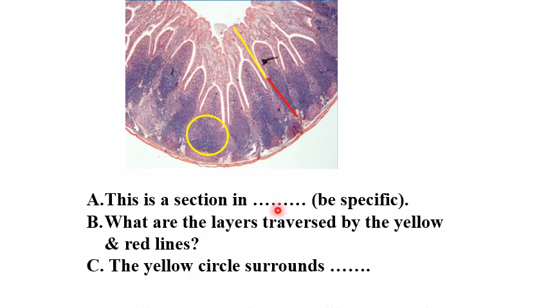This is a section in what? I can see Y-shaped crypts and the lymphatic follicle. It is appendix of rabbit. What's the layer in the yellow or red line? The yellow is the mucosa and the red is the submucosa. The yellow circle is the lymphatic follicle. Why is it appendix of rabbit? Look at the shape of the crypt.